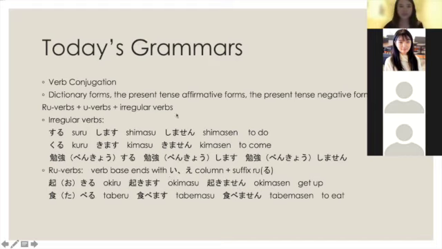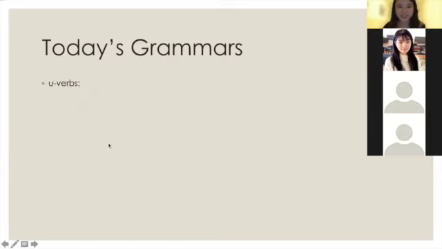Okay. So now we have the u-verbs left. That is the most complicated one, but we can get it. There are 3 types of u-verbs. The first one is the verb base plus the suffix u.